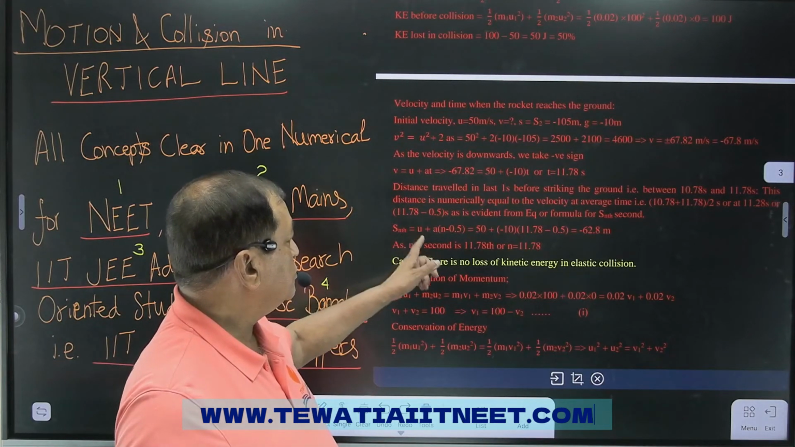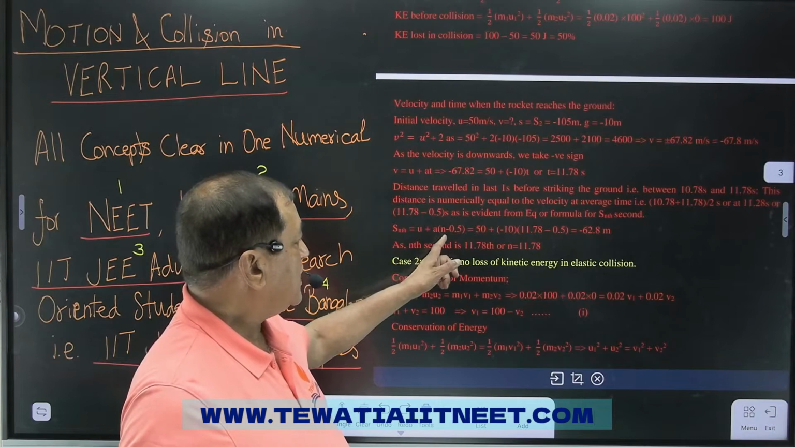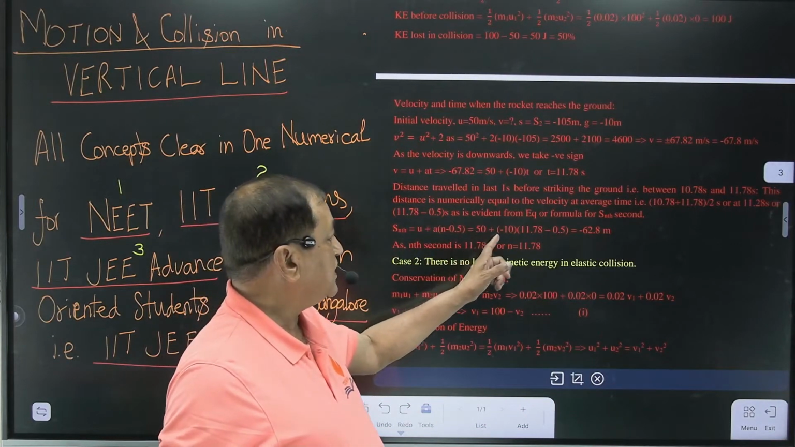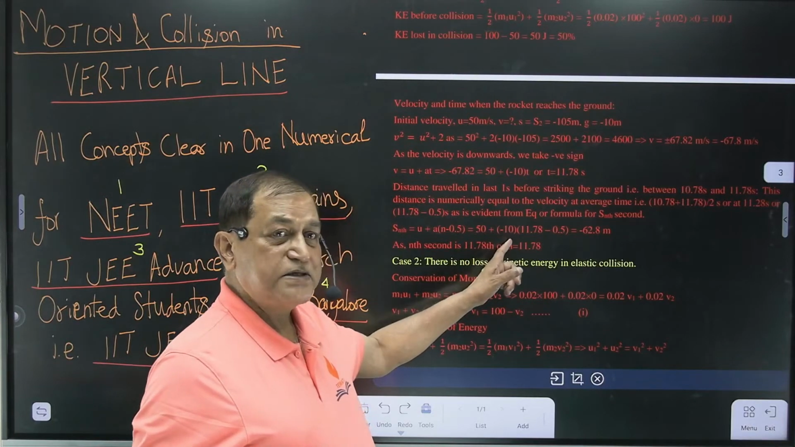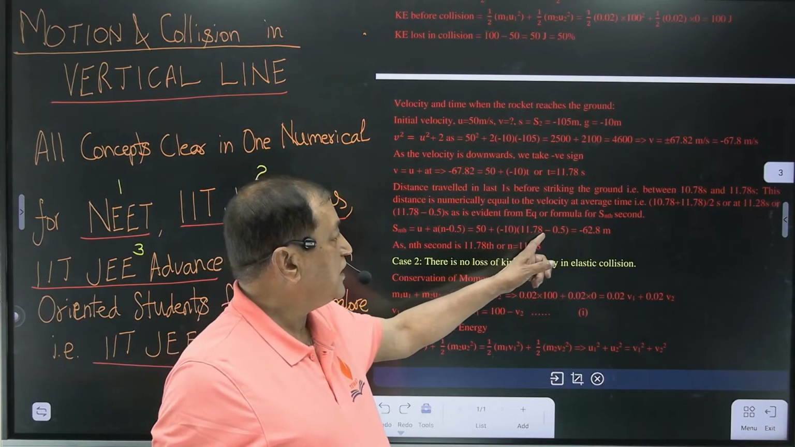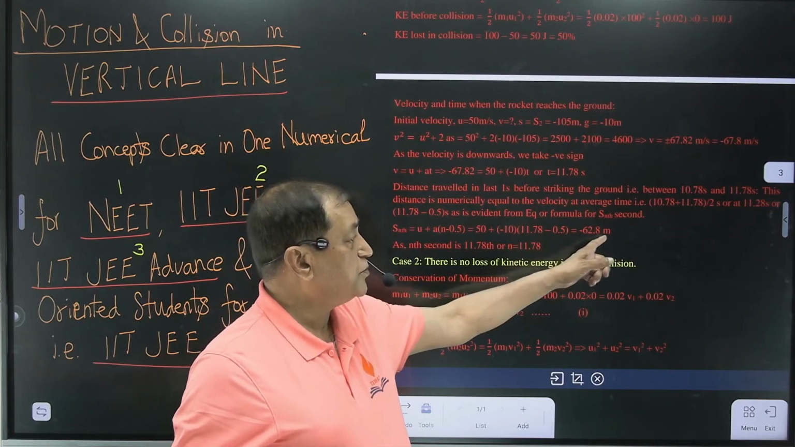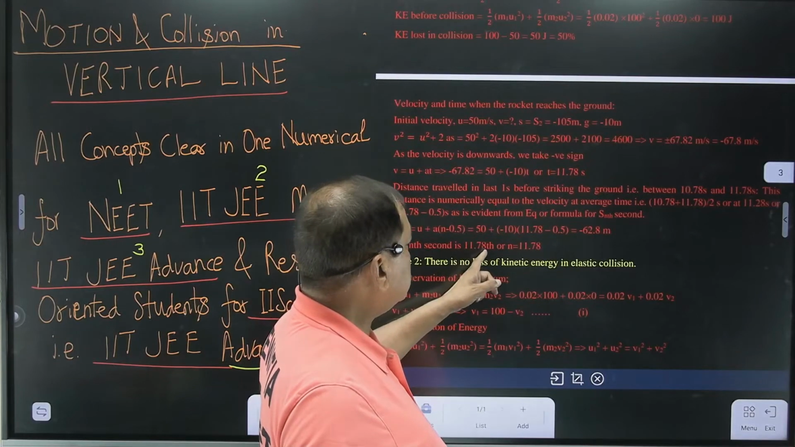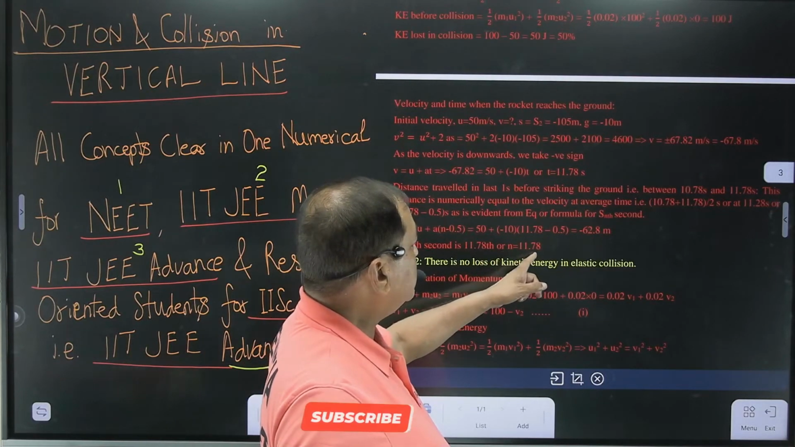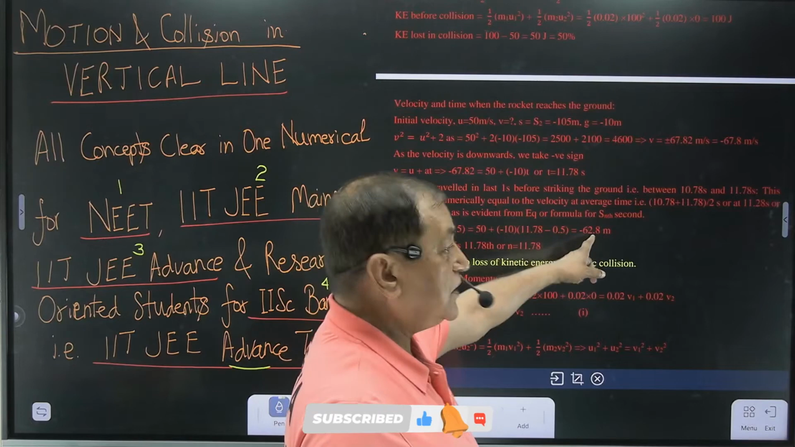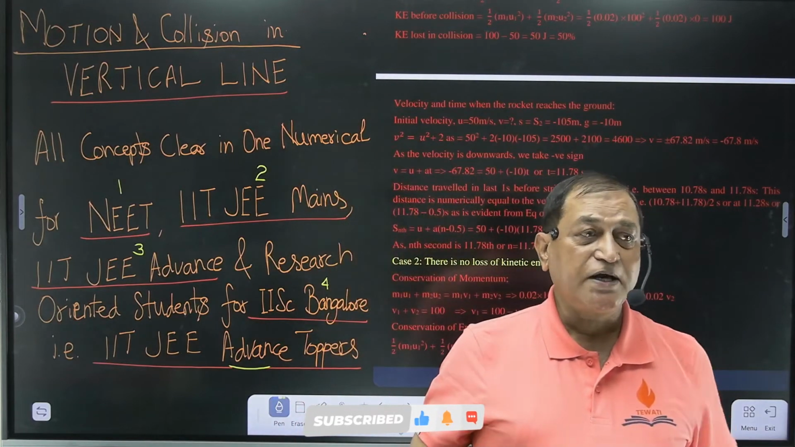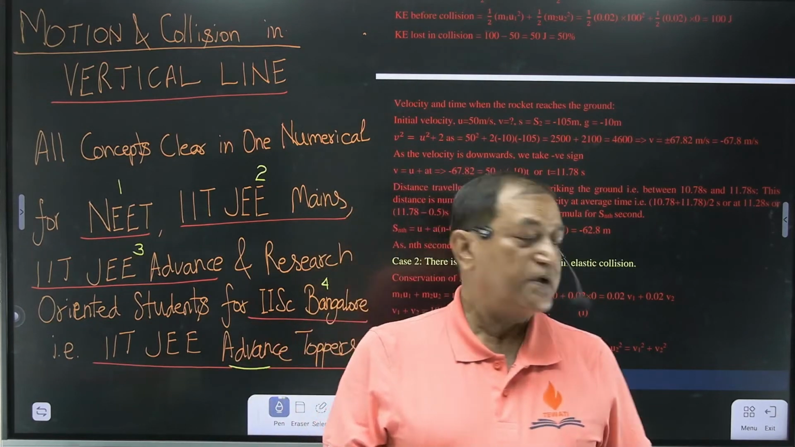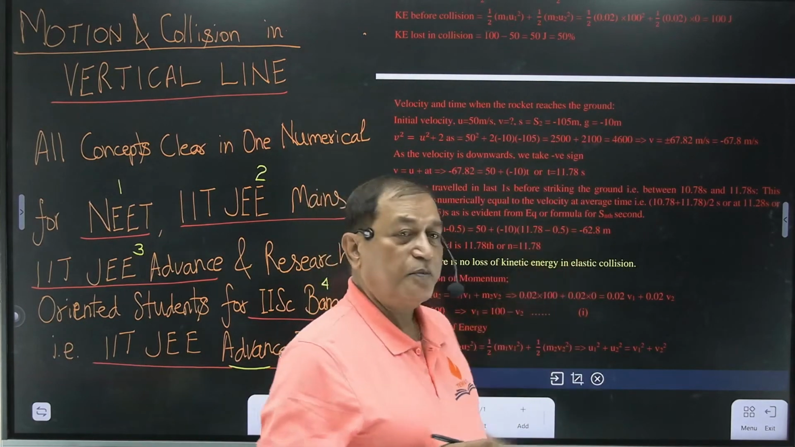Snth is equal to u plus a into n minus 0.5. I have explained earlier. So 50 plus minus 10, that is minus g, into 11.78 minus 0.5, 62.8 meter. So as n is equal to 11.78, the distance traveled in the last second before hitting the ground by the rocket is 62.8 meter.